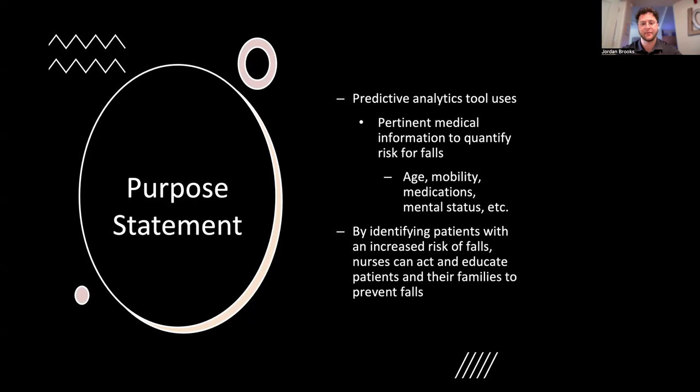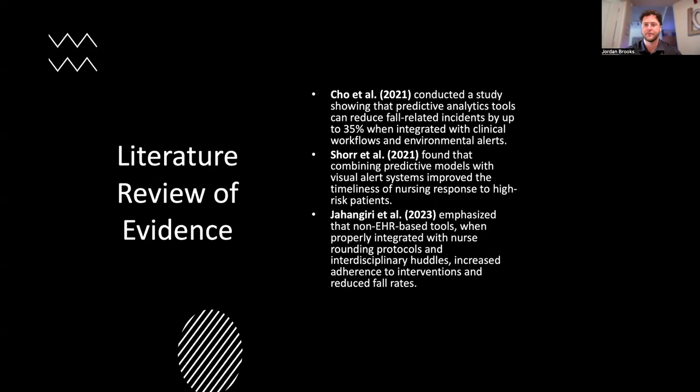Once we've identified patients with an increased risk of fall, nurses can act to educate patients and their families to prevent falls. Cho et al. in 2021 conducted a study showing that predictive analytics tools can reduce fall-related incidents by up to 35% when integrated with clinical workflows and environmental alerts. So using the bed alarm and other things like that can reduce falls.